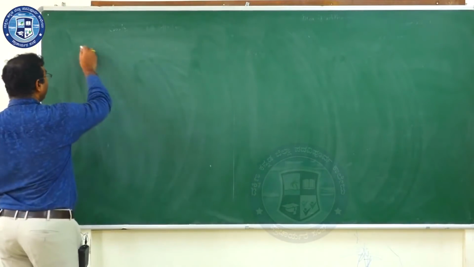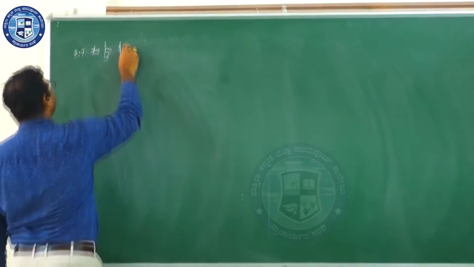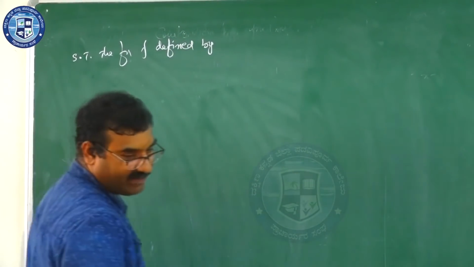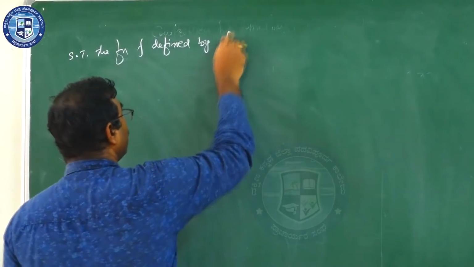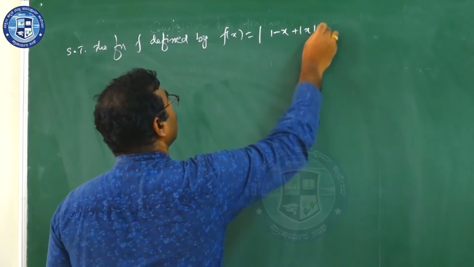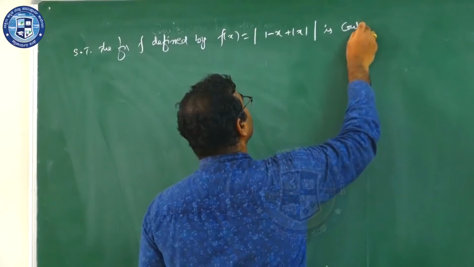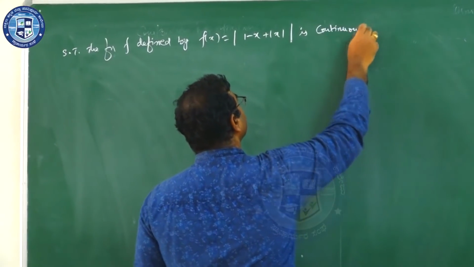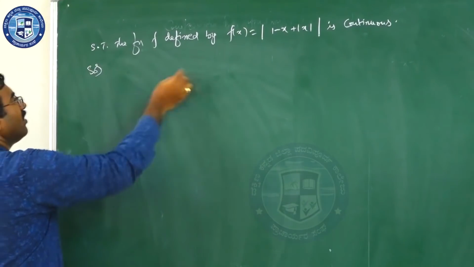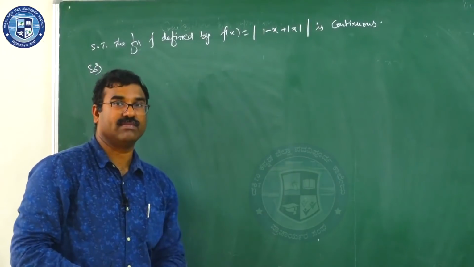The function f defined by f of x is equal to mod 1 minus x plus mod x. Show that the function is continuous. Yes, we can prove it again the same way. It is clear that it is defined throughout the real number system.